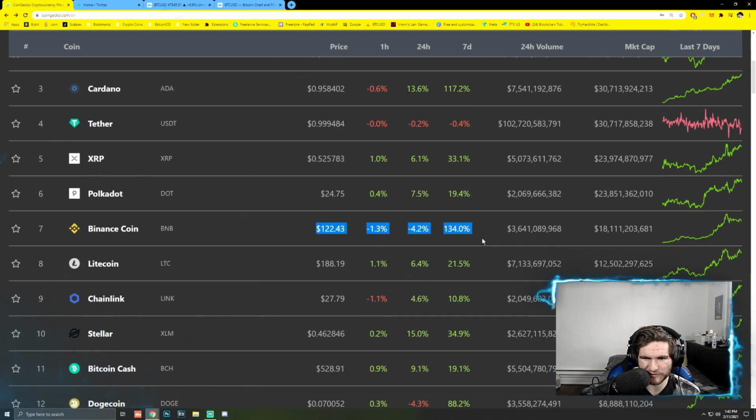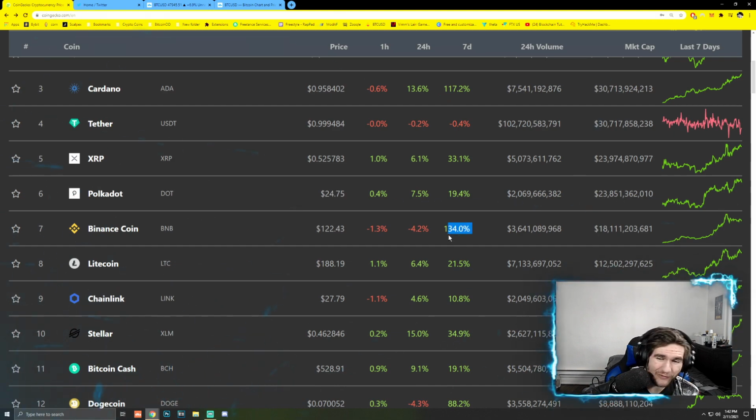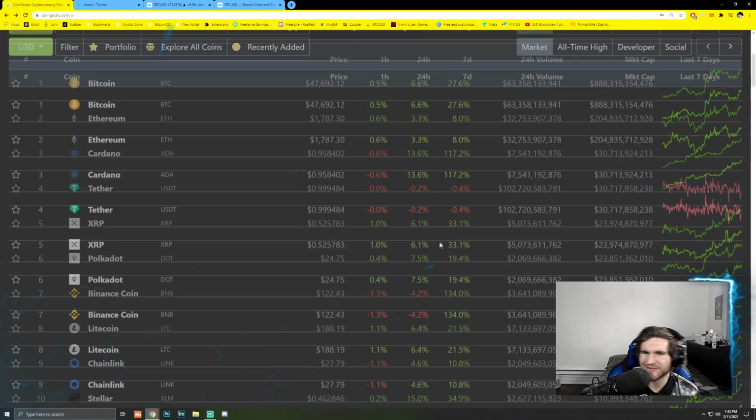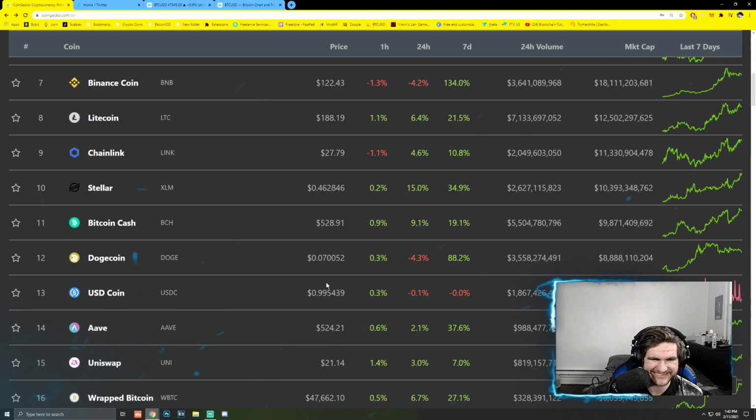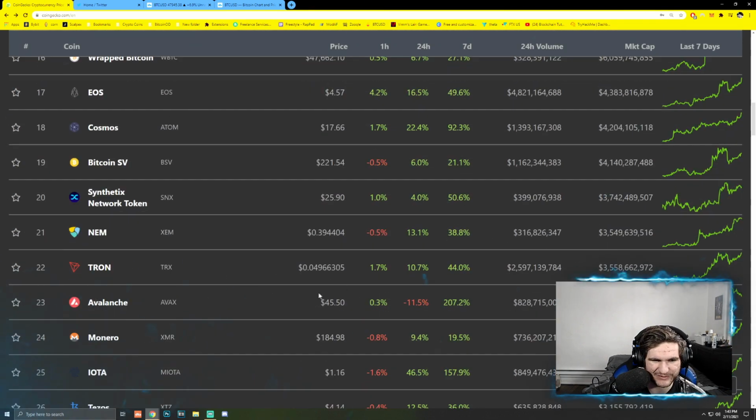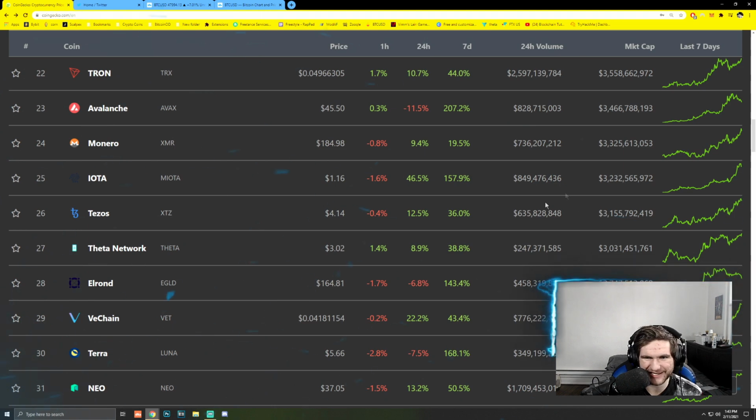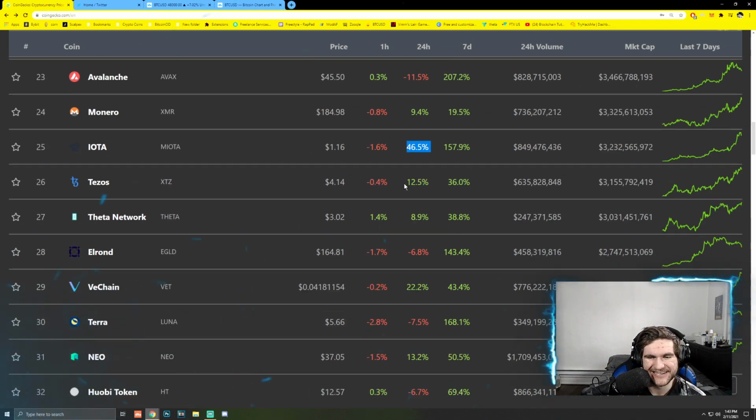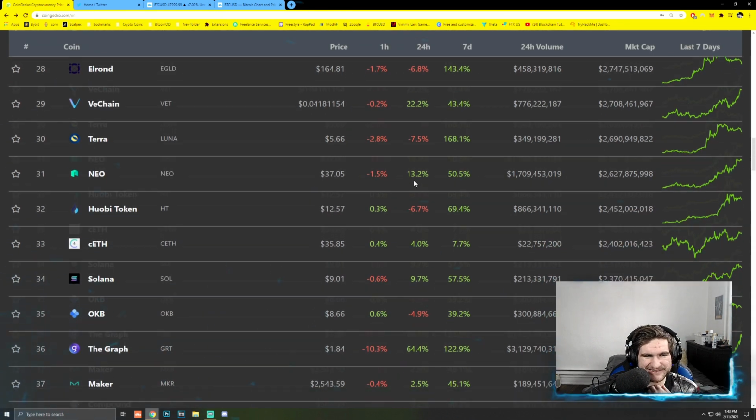Binance Coin, guys, 122, 134% on the week. What the fuck? Ada and Binance, really two winners I just never really saw coming. Syntax is still going up too. IOTA is even pumping this week and this morning. 45% up on IOTA. So there are definitely gains to be had out here.